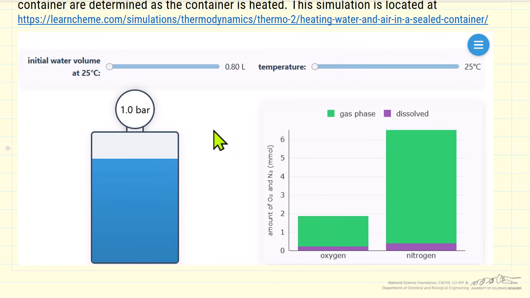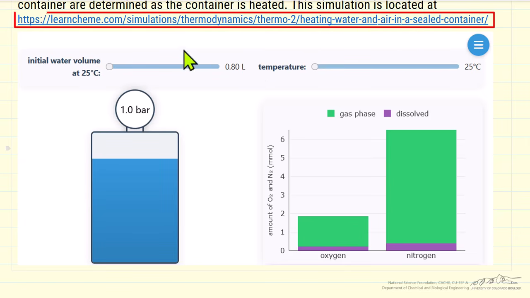The simulation just shows the container, and what we can vary is the fraction of the container, which is 1 liter, that's liquid water. Here it shows where the oxygen is located. This is the gas phase, and this amount of oxygen is dissolved in the water, and here are the equivalent things for nitrogen. The simulation's on the LearnChemE site. Here's a link to the simulation. So let's look at the simulation.